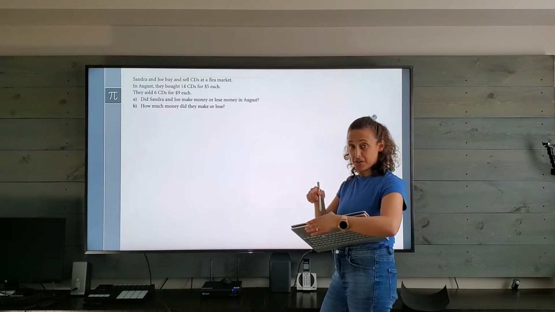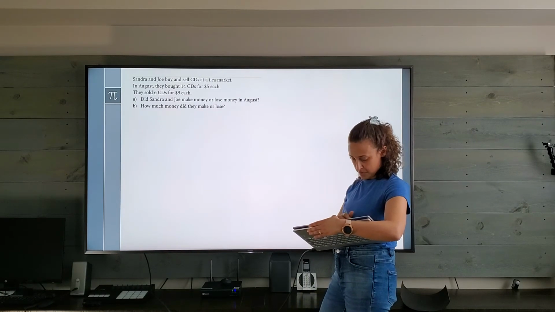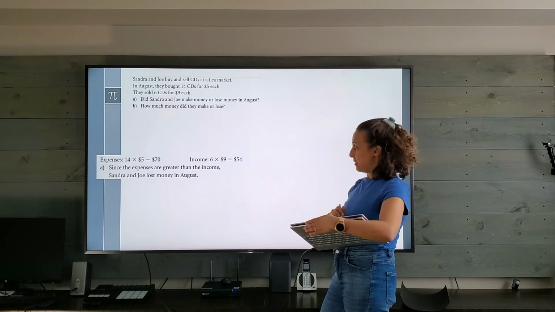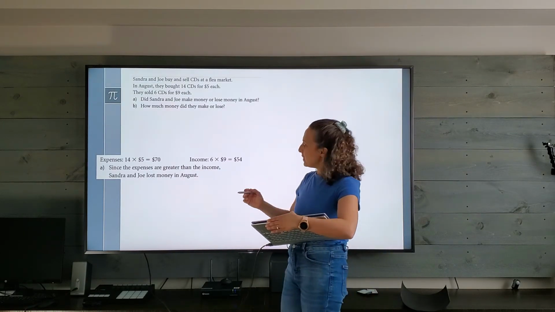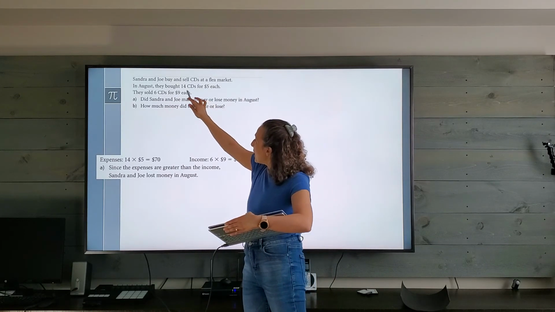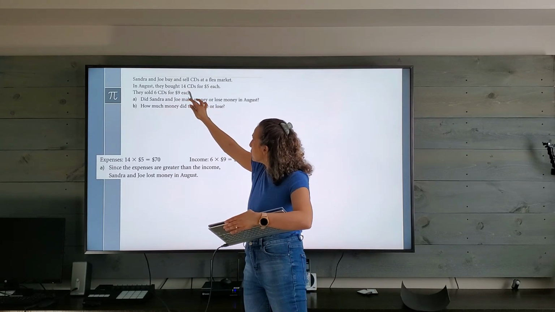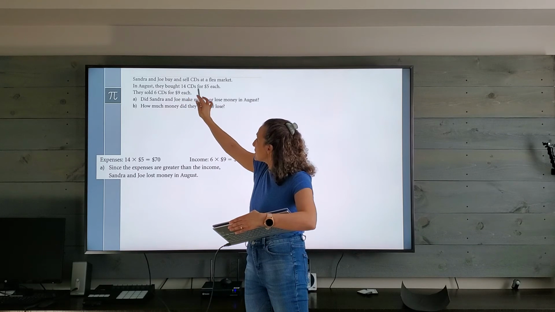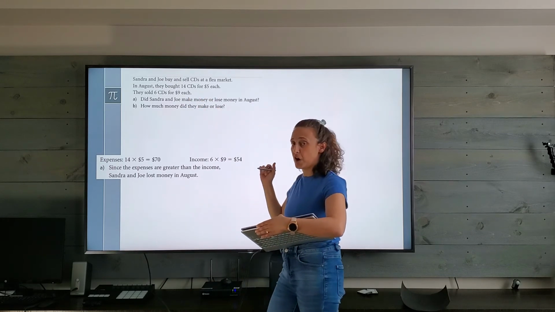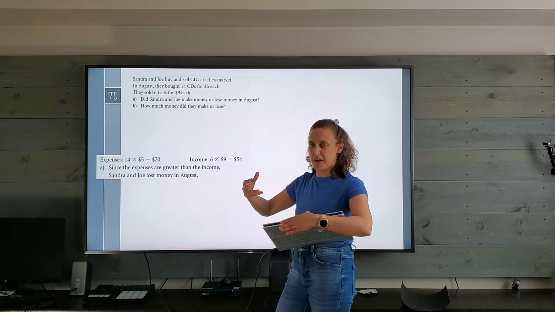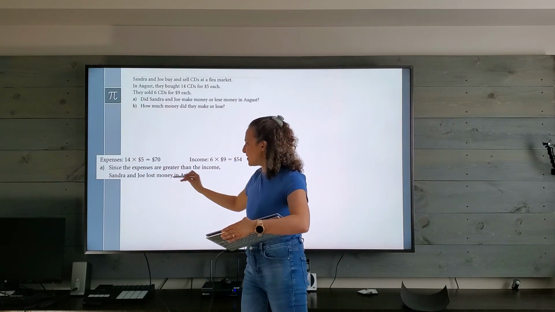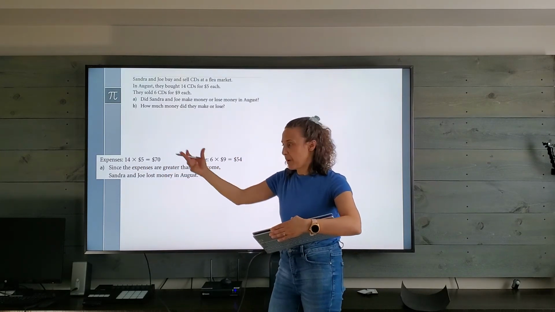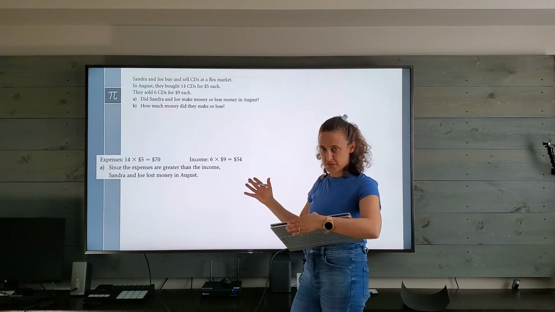Okay, so go ahead, pause the video, try it out. I got the answer, which I'll show you right now. All right, here's the answer. All right, so we know that Sandra and Joe first would have bought 14 CDs for $5 each, okay? So that's their expenses. So think of it like a business. So 14 times 5 is $70. They would have had to spend $70 getting all those CDs.